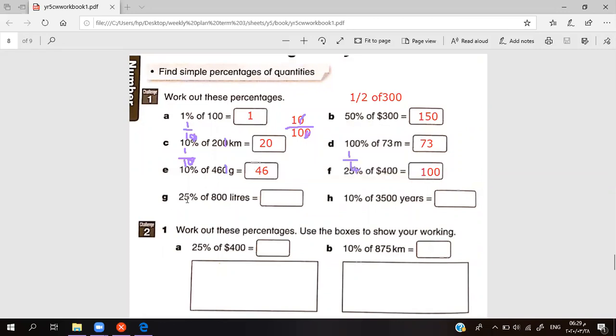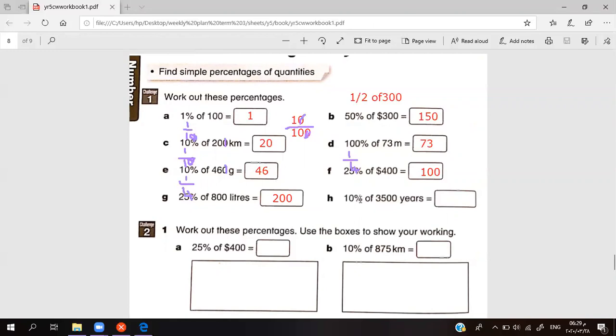Number G, 25% means what? Means a quarter. 1 over 4. So 800 divided by 4 is going to give me 200.